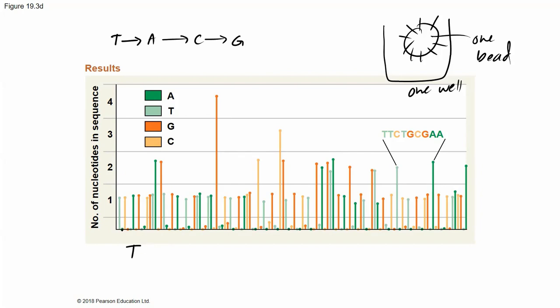After the addition of A, no signal. After the addition of C, we have a signal. So the second nucleotide added was C. After adding G, no light. After adding T, again, no light. After adding A, there was a light. After adding C, no light. After adding G, there was a light. After adding T, no light. After adding A, no light. After adding C, we have a light. After adding G, we have a light. After adding T, we have a light.